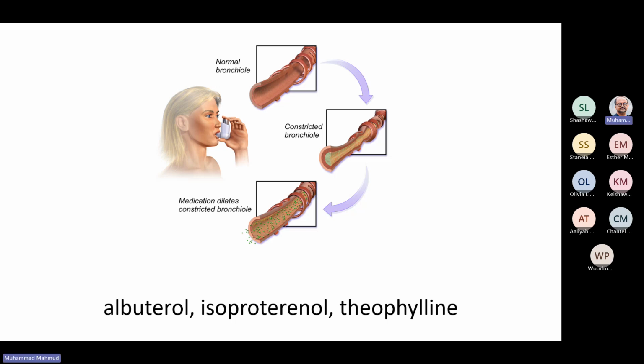This is an asthma patient. Normally, our bronchioles should be open like this. Air will go in and out. But in this case, her bronchioles are constricted, so she can't breathe properly. While using a bronchodilator, bronchodilators will make the bronchioles dilate. Albuterol, isoproterenol, theophylline are some examples of bronchodilators.